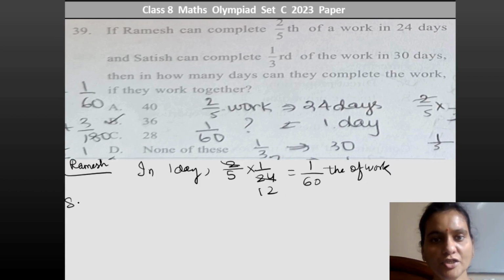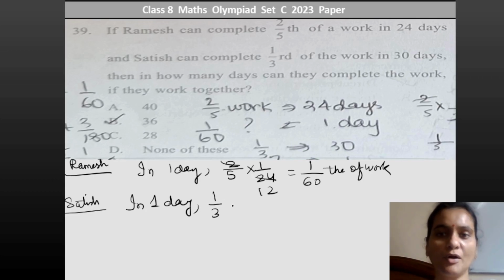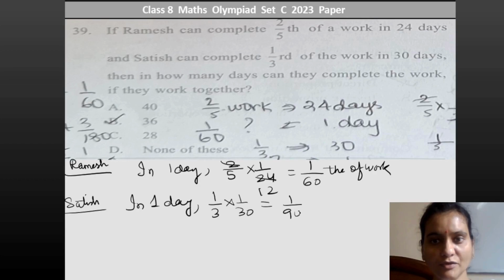Similarly for Satish, in one day how much work is he doing? Let's see. In one day he is able to do 1/3 of the work. So 1/3 divided by 30 is the amount of work that he does in one day. So it will become 1/3 into 1/30. So it is 1/90th of the work he is able to complete in one day.